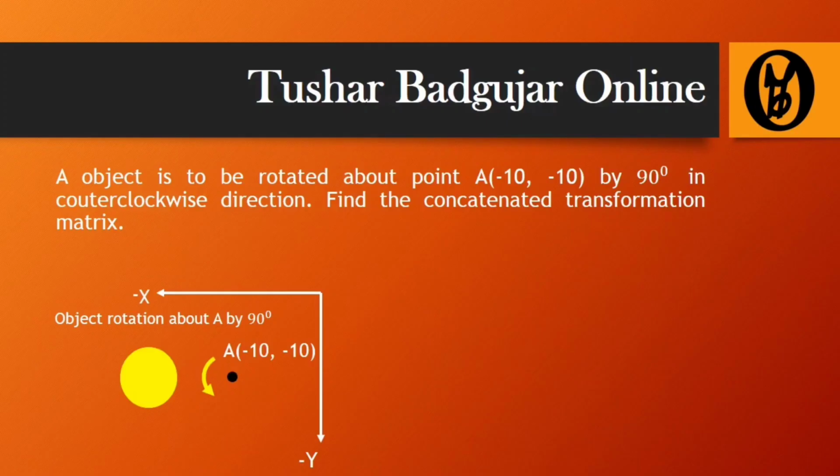This is the initial situation where the object is required to be rotated about point A, and after rotation the object achieves its new location.